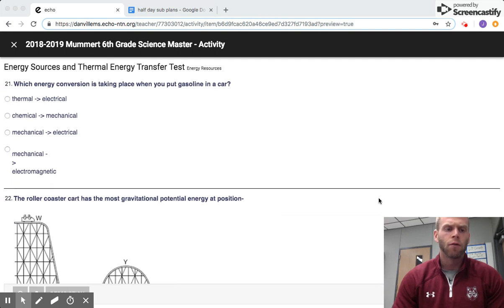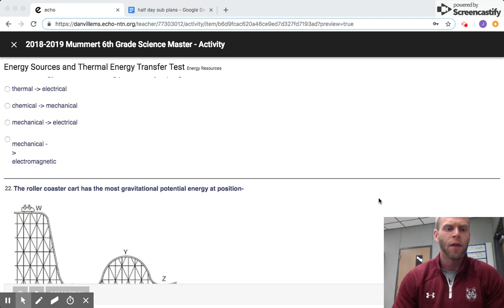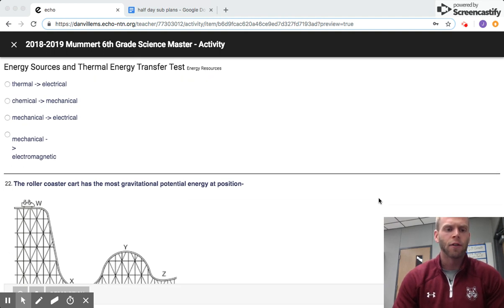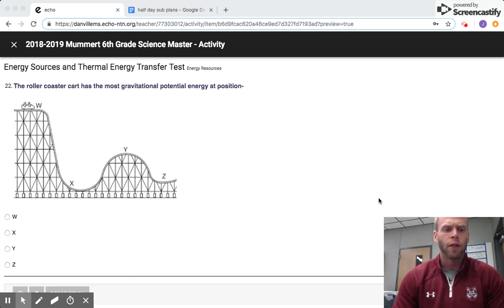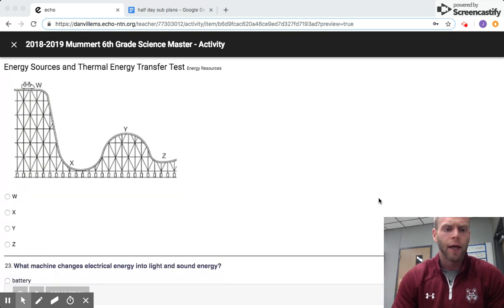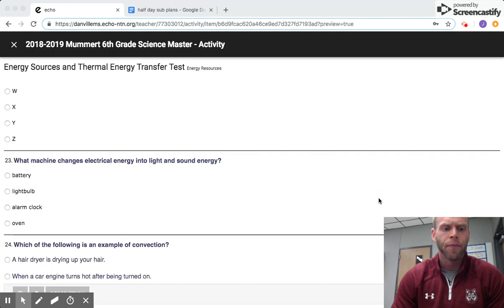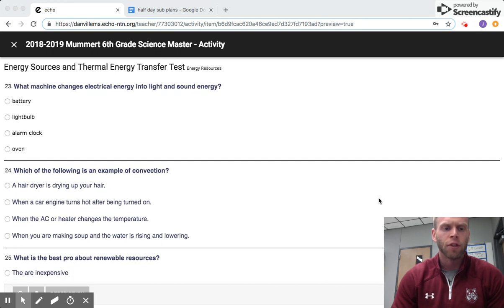Number 21. Which energy conversion is likely to take place when you put gasoline in a car? Thermal to electrical, chemical to mechanical, mechanical to electrical, or mechanical to electromagnetic. Number 22. The roller coaster cart has the most gravitational potential energy at position W, X, Y, or Z. Number 23. What machine changes electrical into light and sound energy? A battery, a light bulb, alarm clock, or oven?